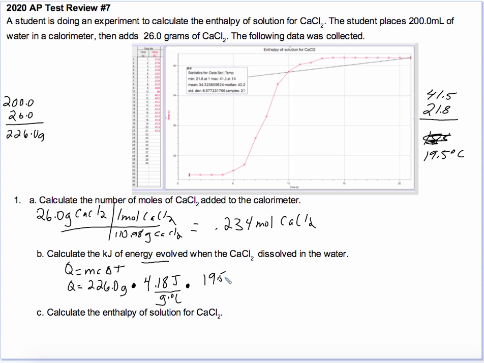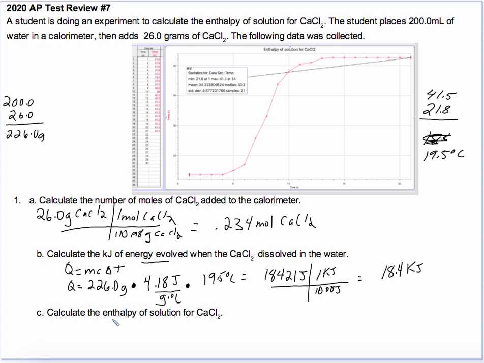Okay, so we're going to multiply that by 19.5 degrees Celsius. And when we do that, we get 18,421 joules, but we want to convert that to kilojoules. So in 1 kilojoule, there's 1,000 joules. Basically, you're just moving the decimal 3 spots to the left. And since the temperature has 3 significant digits, we'll just round it to 3. So it's 18.4 kilojoules. That's what you would get.